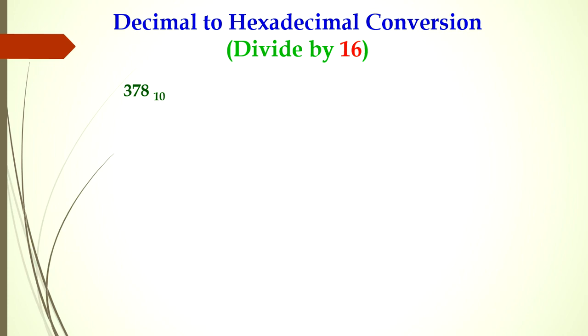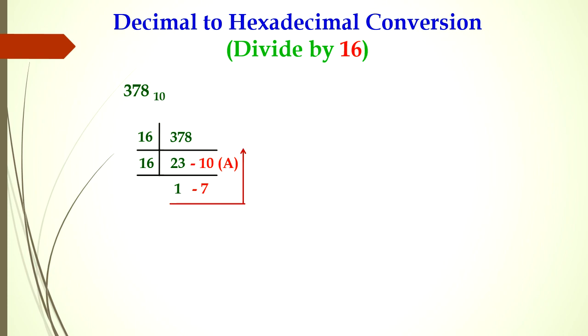We have to proceed with this decimal number by dividing it by 16. So it will be 23 to the base of, with the remainder of 10. So 10 has to be represented as A in the case of hexadecimal, so it is given in the bracket. As we proceed further, we will get 1 with the remainder of 7. So the result will be 17A to the base of 16.